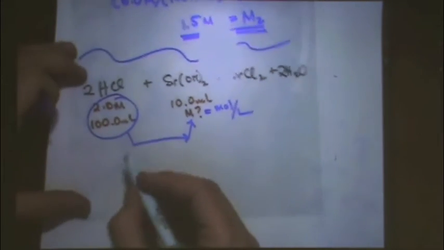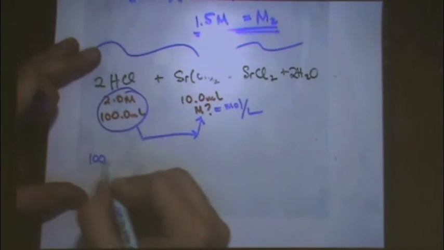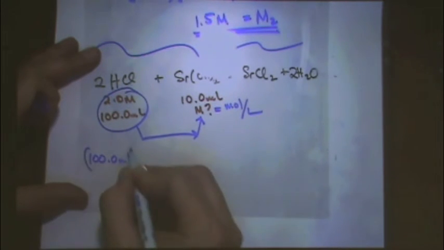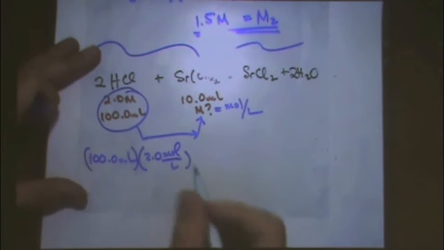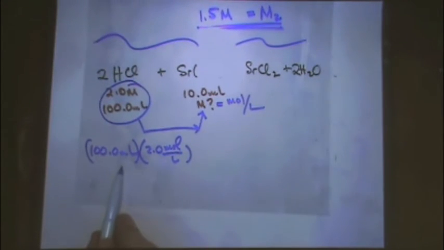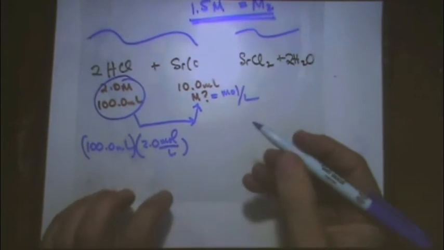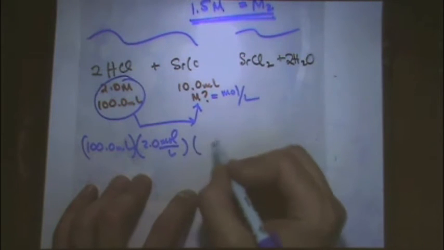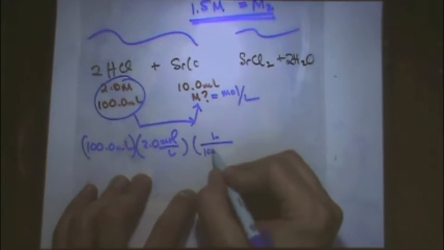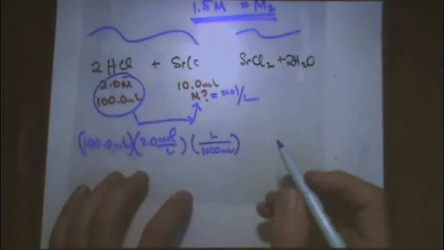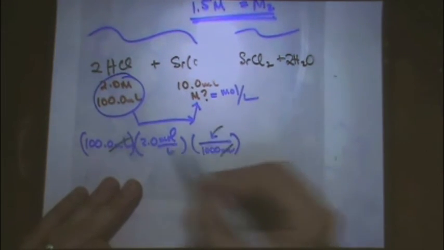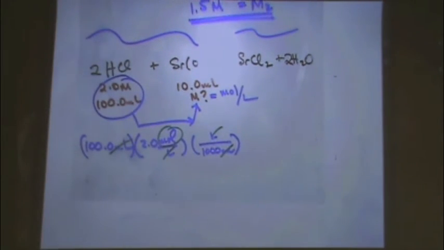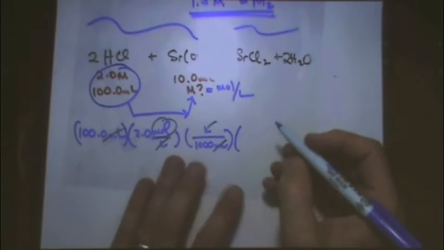Let's do those 3 steps right now. So first, go to moles. Step 1. So I know 100 milliliters times 2.0 moles per liter. In the last problem, I didn't have to convert this to liters. How about this problem? Yes, definitely. And there's other ways to get around that, but the way we've been doing it, you would have to convert. 1 liter is 1,000 milliliters. Okay, that's step 1. I've gone to moles. Notice that the milliliters are gone, liters are gone, and I'm left with moles. That's step 1. Step 2, molar ratio.